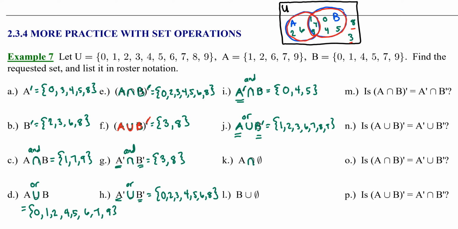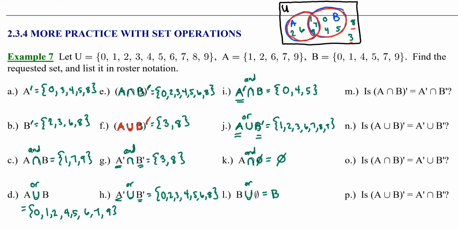Let's try the next one. A intersect the empty set. I'm trying to figure out what set A and the empty set have in common, right? Remember, the empty set is empty. It has no elements. Therefore, it cannot have anything in common with A. So A intersect the empty set is empty. There are no elements common to A and the empty set. On the other hand, if I take set B and I unite it with the empty set, I end up with everything in B, right? If I take everything in B together with nothing, I end up with everything in B.